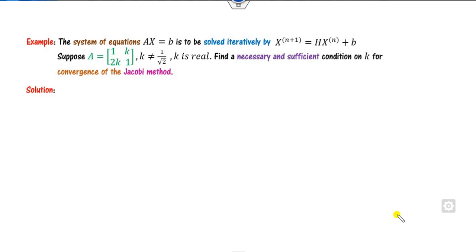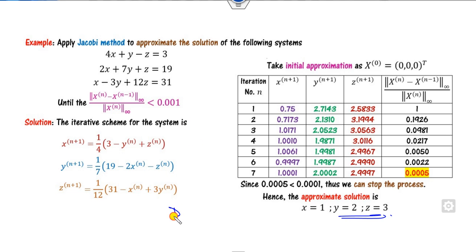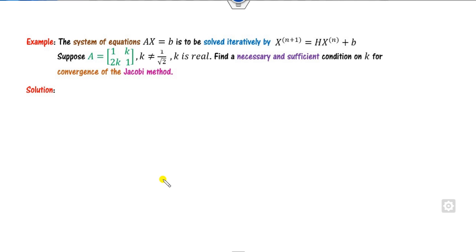You can also solve this question with the matrix method, like D inverse of L plus U. You can also solve this question with the help of the second method. Okay, look at this next question. The system of equations is solved iteratively by this. A is given to be this. Find the condition on K so that the Jacobi method will converge.